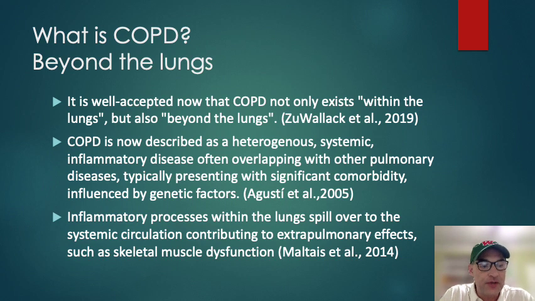So, there was a major shift that happened probably starting about 20 years ago, where we started seeing COPD not only as a disease that exists within the lungs, but also exists beyond the lungs. So we now think of COPD as a more heterogeneous or variable type of disease with systemic inflammatory components, and often the interaction effects between COPD and other types of chronic diseases are quite powerful, and the genetic factors also play a big role. And although there's some debate on this, we see that although the lungs are the initial site of tissue damage, the inflammatory processes in the lungs often will spill over into the systemic circulation, and that may be the reason why we see extrapulmonary effects such as skeletal muscle dysfunction.